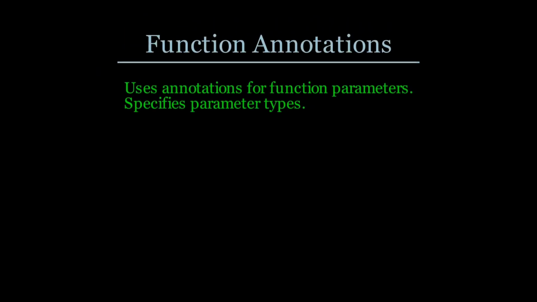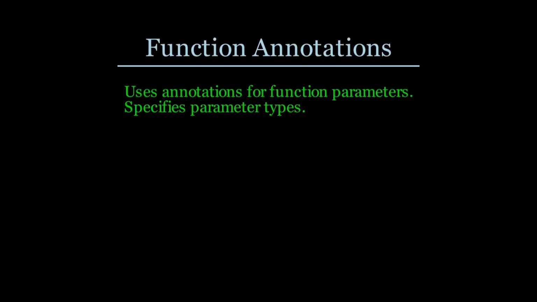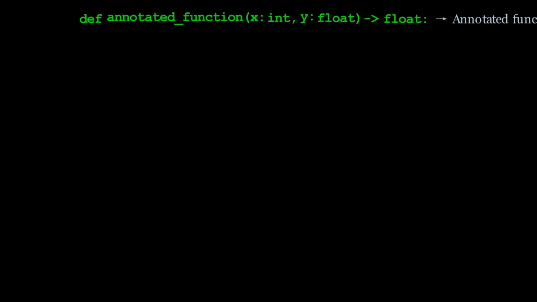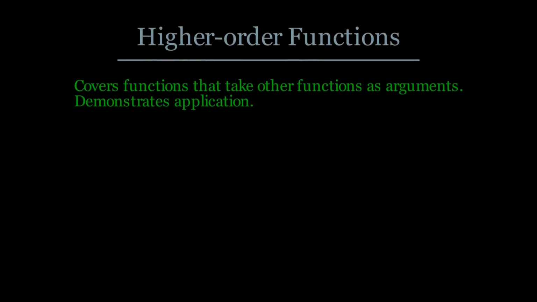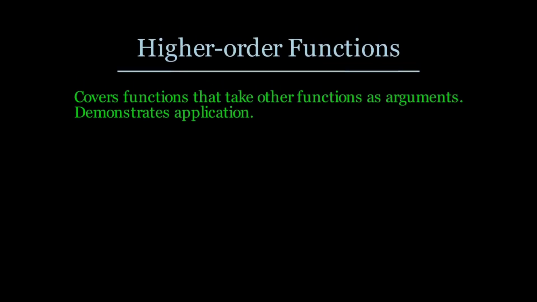Function annotations provide hints about the parameter and return types. Here we annotate x as an integer, y as a float, and specify that the function returns a float. Annotations don't enforce types, they are just hints and help to document the code, and can be used by type checking tools. Next, the higher order functions either take functions as arguments or return functions as the result.